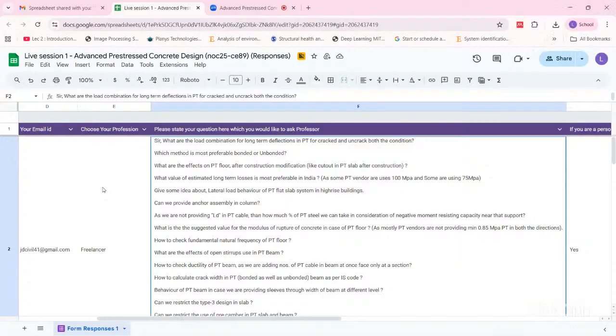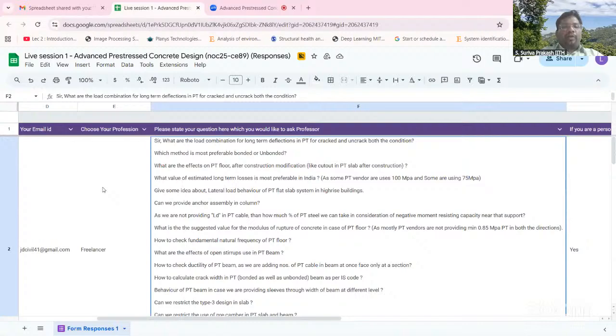Yeah, yes, clear. Okay, can we provide anchor assembly in column? So can you elaborate a little bit more on the question because I'm not able to.